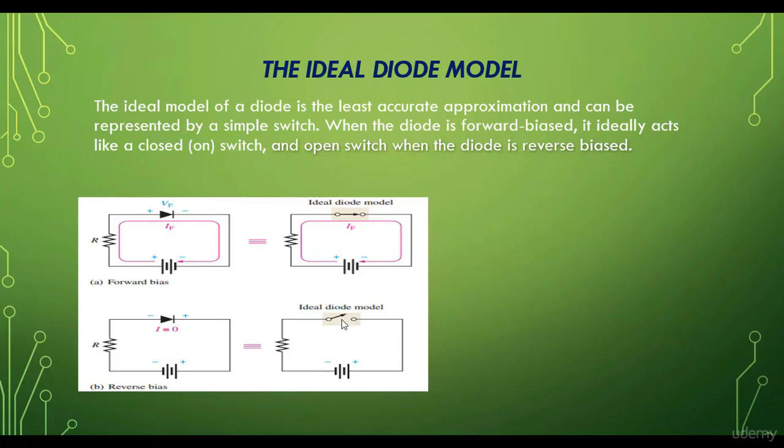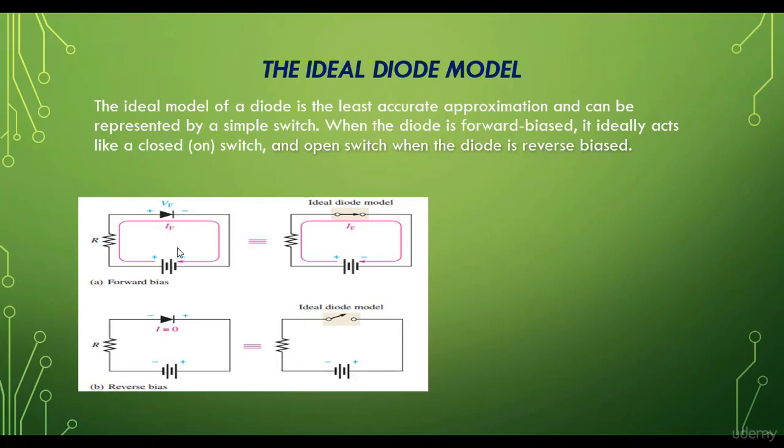So based on the characteristics of a switch, we can make the following statements about the ideal diode. When reverse biased, as in figure B, the diode has infinite resistance. The diode does not pass current. So when the switch is open, no current flows through the circuit. The diode drops the applied voltage across its terminals. So in the case of reverse bias, the voltage across the diode is equal to the terminal voltage.